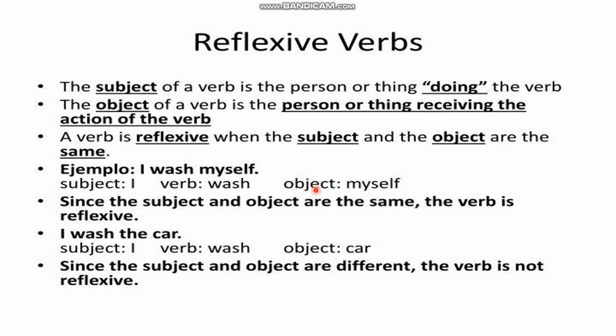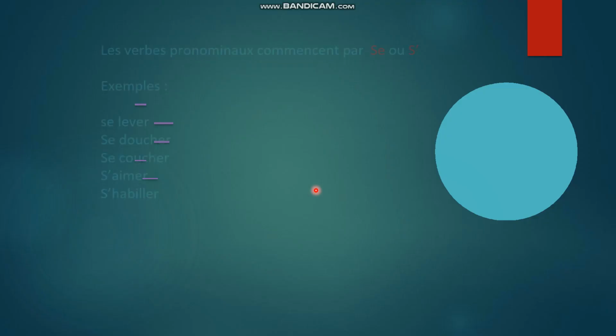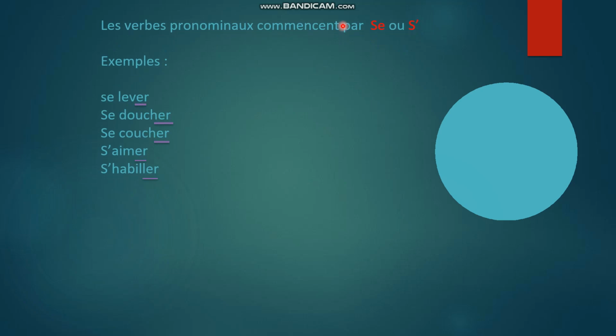Okay? Les verbes pronominaux commencent par se ou s apostrophe. Exemple, se lever, se doucher, se coucher. This is my verb here, the one that we are going to study today. I have s'aimer et s'habiller. What is the difference between these and these? Here, le verbe aimer, which is to love, by the way.